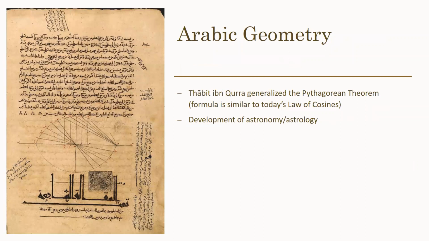Arabic geometry built on the Indian geometry and the Greek geometry. So it was kind of a synthesis of both of those. We don't have time to go in depth on that, but Thabit Ibn Qurra's books are still in use today. I have a former student from Iraq who told me that her father had a copy of Thabit Ibn Qurra's geometry textbook. He generalized the Pythagorean theorem, and the formula that he has is very similar to the one we use today to generalize the Pythagorean theorem to all triangles, which is the law of cosines. It's actually equivalent. I proved it. I have the proof somewhere over there. They also developed astronomy and astrology, which were the same thing for a long time.